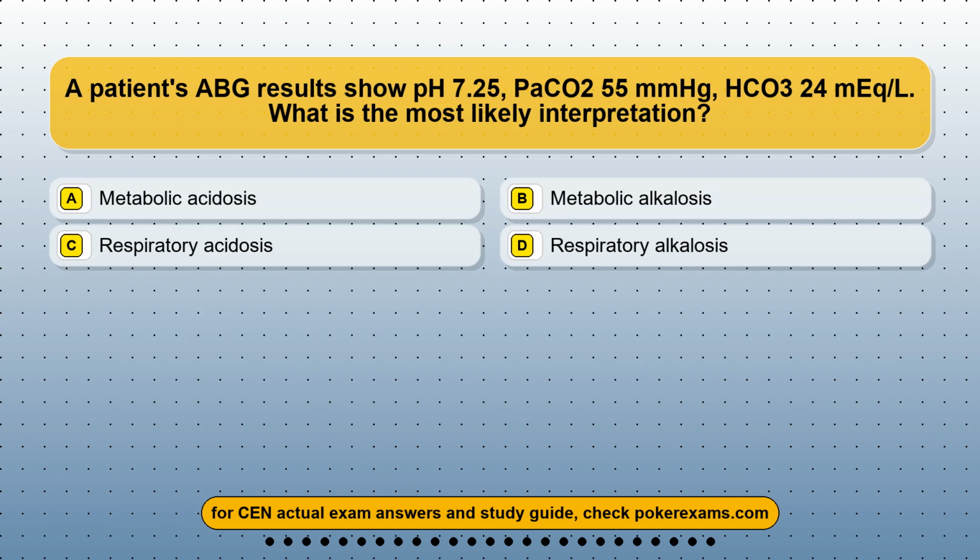Question 15. A patient's ABG results show pH 7.25, PaCO2 55 mmHg, HCO3 24 milliequivalents/L. What is the most likely interpretation? Option A, metabolic acidosis. Option B, metabolic alkalosis. Option C, respiratory acidosis. Option D, respiratory alkalosis.